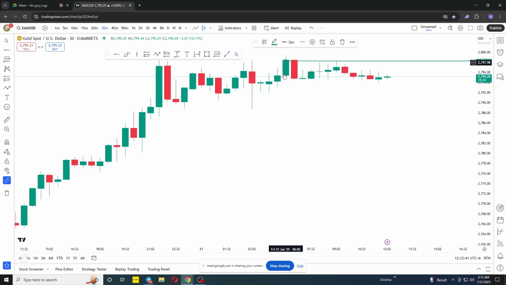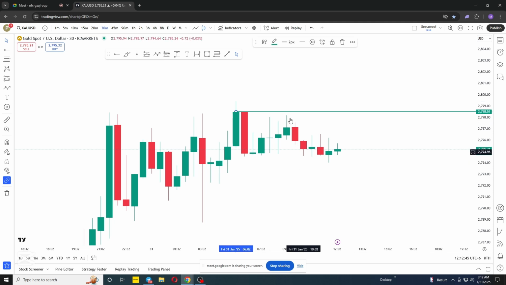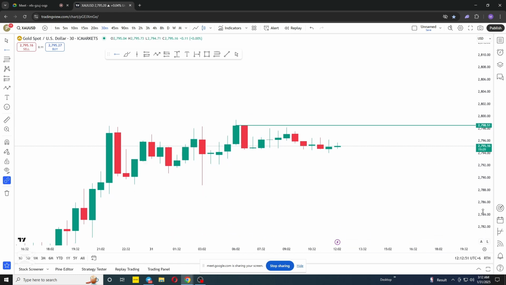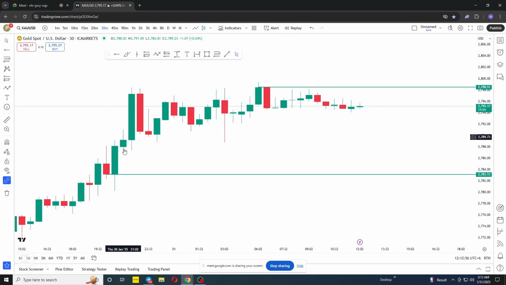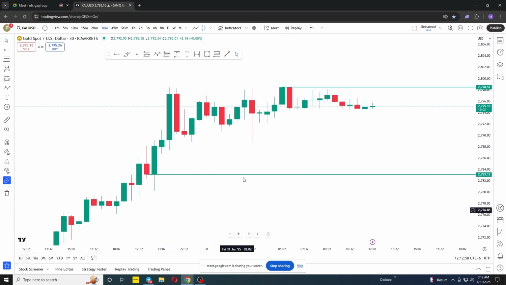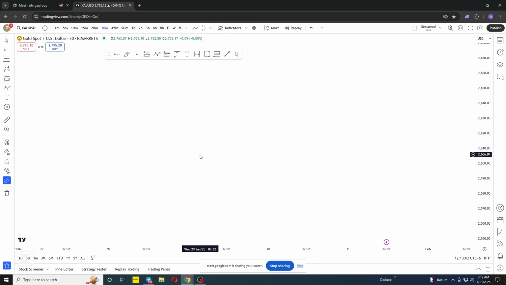So this level is still fresh, because no touch yet. In a sense, I believe there is no fresh level here except this one. Remaining, we have some gap fresh levels. We will talk about it also.